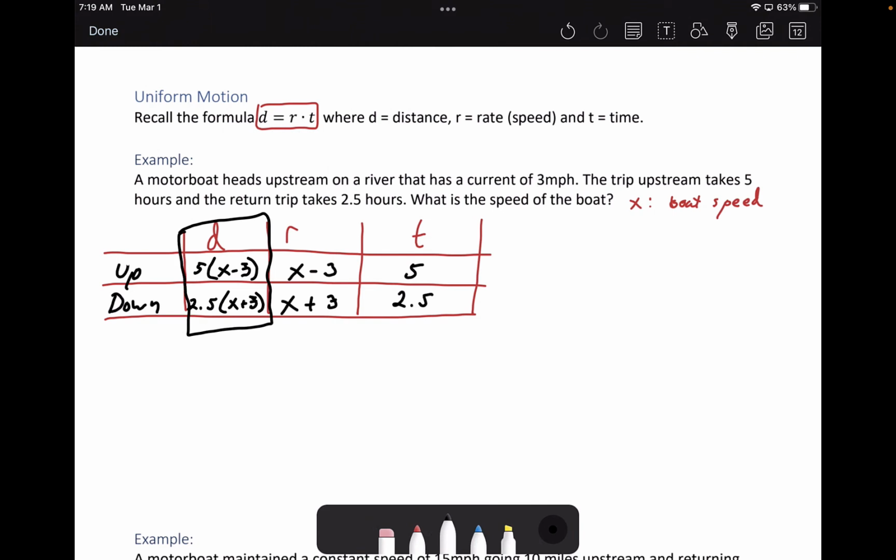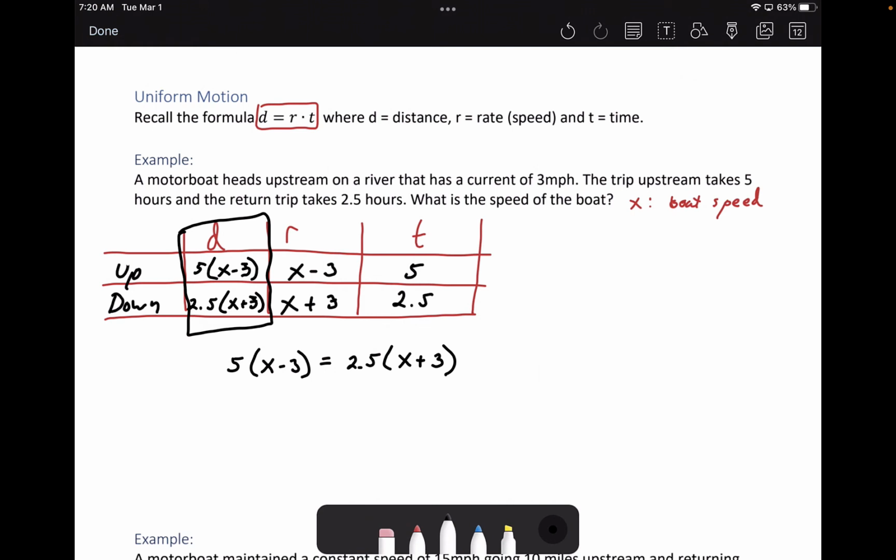What do we know about the 2 distances? If you're going upstream to a destination and then returning back home, then the distances are the same. So let's put those equations equal. Make them the same. 5 times x minus 3 is equal to 2.5 times x plus 3. And you have your equation. That's by far the hardest part, is just setting that up correctly.